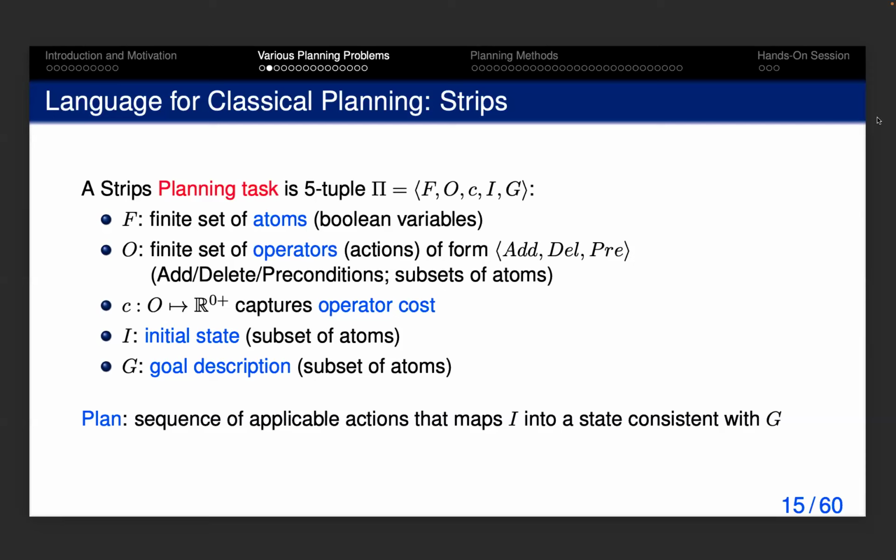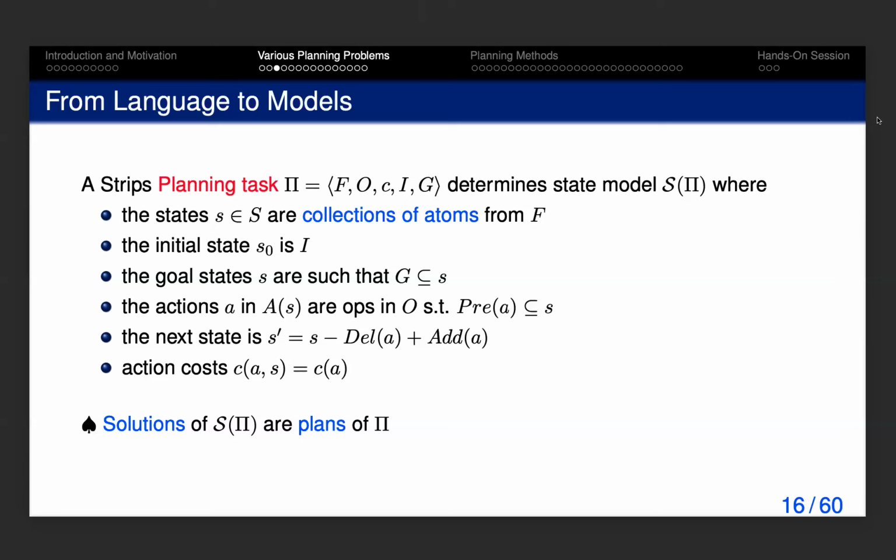So what's the plan? It is a sequence of applicable actions that maps the initial state I into a state that's consistent with your goal. Now, a STRIPS planning task will determine what the planning model is. Here the states S are collections of atoms from F. The initial state S0 is I. The goal states are those where S is a superset of your goal.